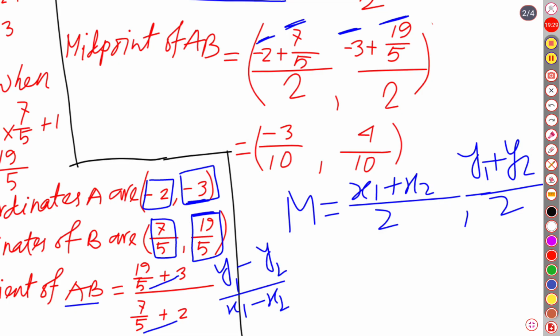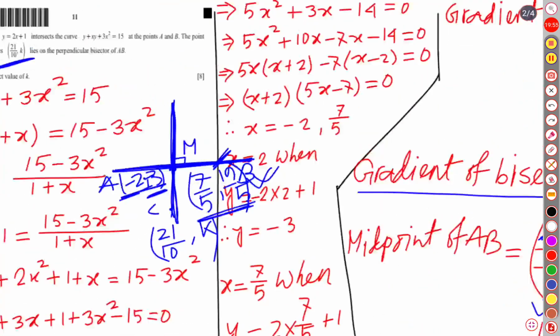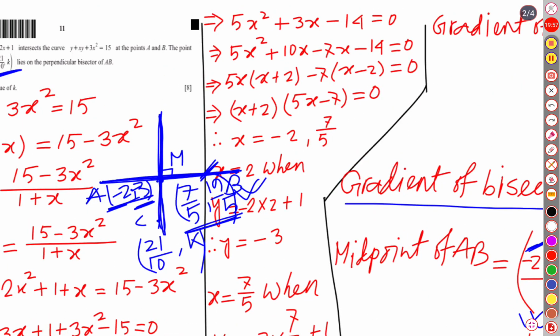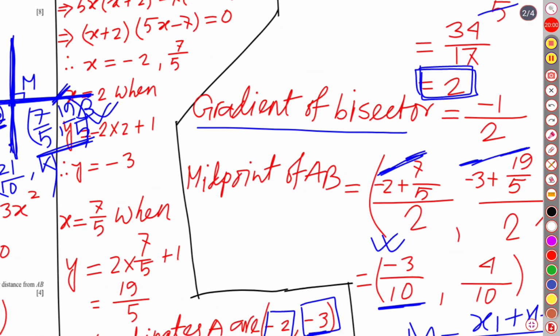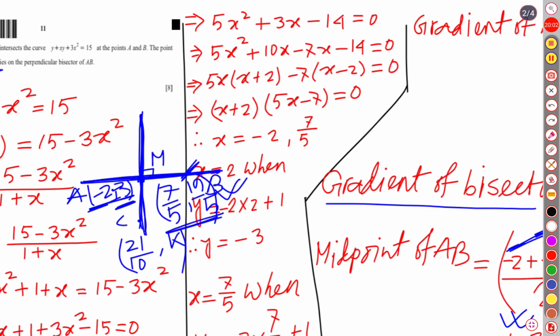So if we calculate this, 5 tens are 10, 10 minus 7 is 3. So the x coordinate is minus 3 over 10, and here 3 fives are 15. From 15, if we subtract 19, it's negative 4. So the x coordinate of the midpoint is minus 3 over 10, and the y coordinate of the midpoint is 4 over 10. So we can write that the midpoint is minus 3 over 10 and 4 over 10.